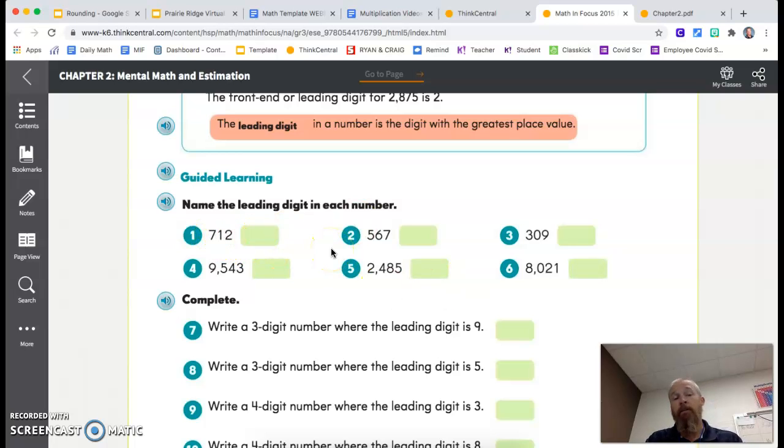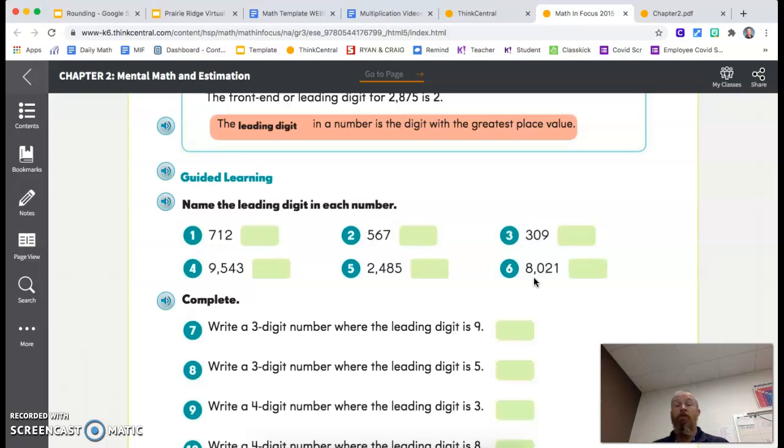712, our leading digit would be the 7. 567, the leading digit is a 5. 309, it's the 3. 9,543, oops, it's the 9. 2,485, it's the 2 in the 2,000s. And 8,021 is the 8 in the 8,000s.